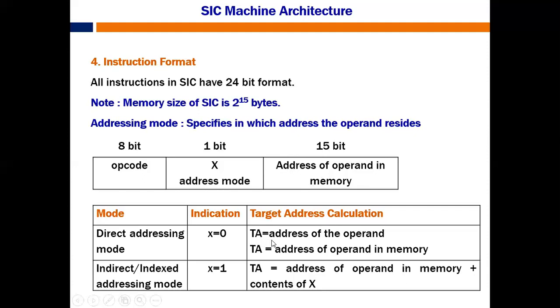So how to find the target address? It is just the address of the operand. Directly we go with the address of the operand. If it is an indirect or indexed addressing mode, we take X as 1. That means when X is 0, the target address is just the address of the operand, nothing else. But when X is 1, we take the target address as the address of the operand plus the contents of X. This is how we calculate the target address whenever it is the indexed addressing mode.